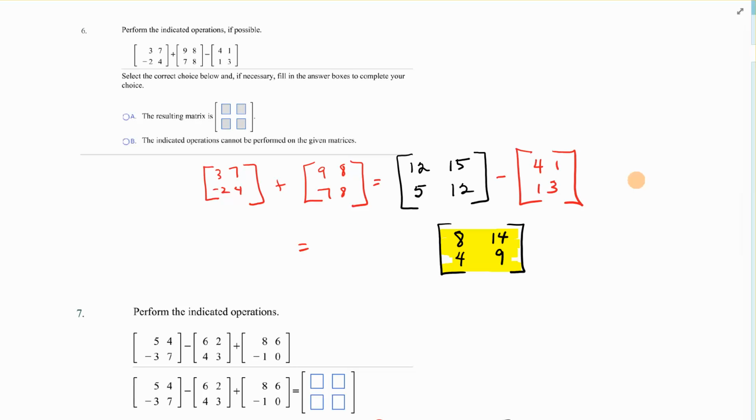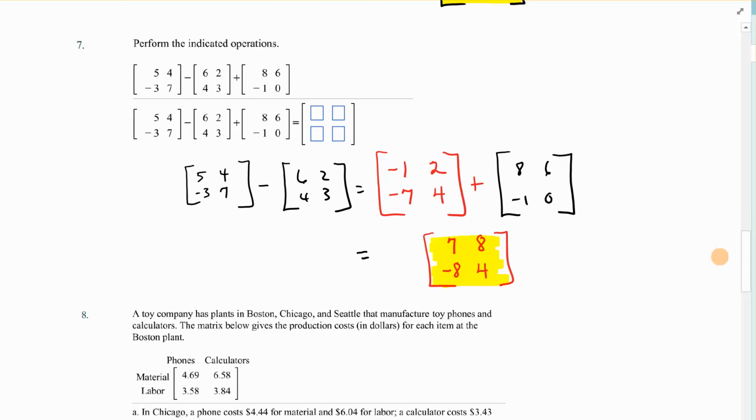Number 6. All right, we've got adding these two matrices, and then we're supposed to subtract that one. So I did this in 2 parts. Add these two, you get 12, 15, 5, 12. Then subtract this one here. So 12 minus 4 is 8, 15 minus 1 is 14, etc. And this will be your answer. So you put those numbers in your answer boxes.